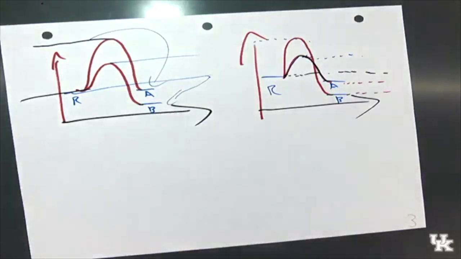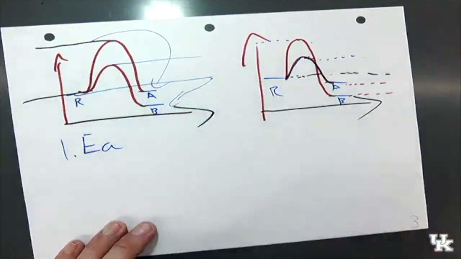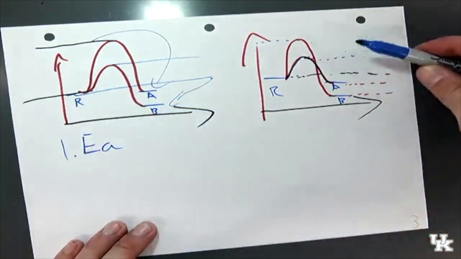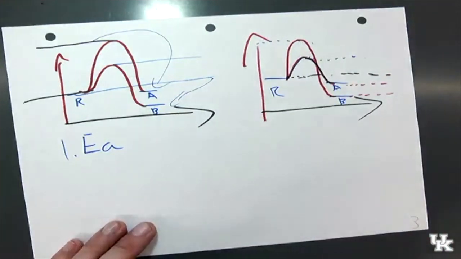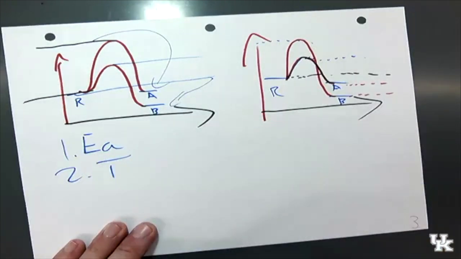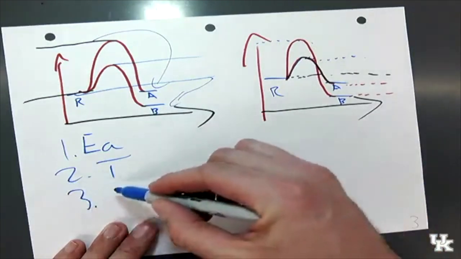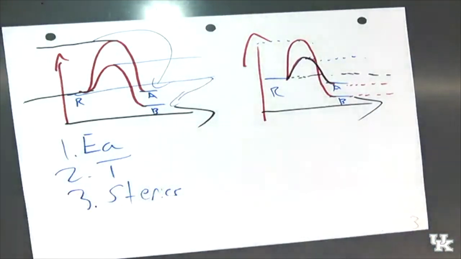Remember, kinetics is about rate, and there are really three things that we talked about that really influence the rate of a reaction. First was the activation energy, and we already saw that there's a big difference there between the two. We can't really change that, right? Second was temperature, and third was sterics. We don't really know what molecule we're talking about here, so sterics is probably not the right answer.